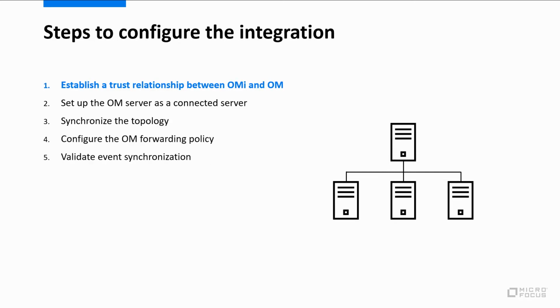There are five steps to configuring the integration. Establish a trust between OM and OMI to enable secure HTTP communications. Add OM as a connected server to OMI. Synchronize the topology from OM to OMI. Configure event forwarding from OM to OMI, and validate the configuration with test events.